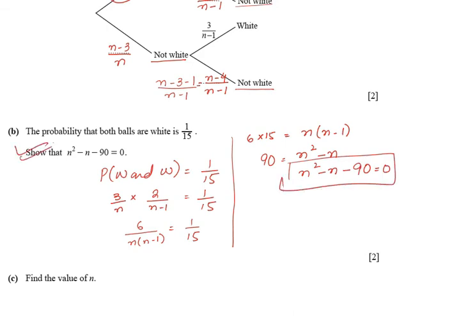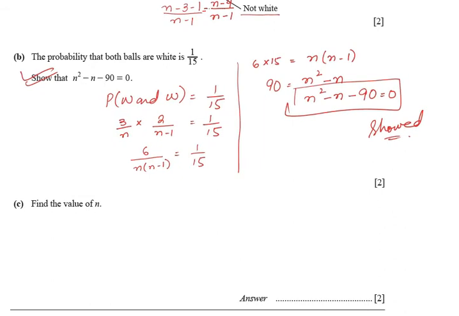Okay, we had to show that n square minus n minus 90 is equal to 0. So here we showed it. Now in the last part they are saying find the value of n. So here we have a quadratic equation. It's up to you, either apply the quadratic formula to find the value of n or break the middle term and then find the value of n.